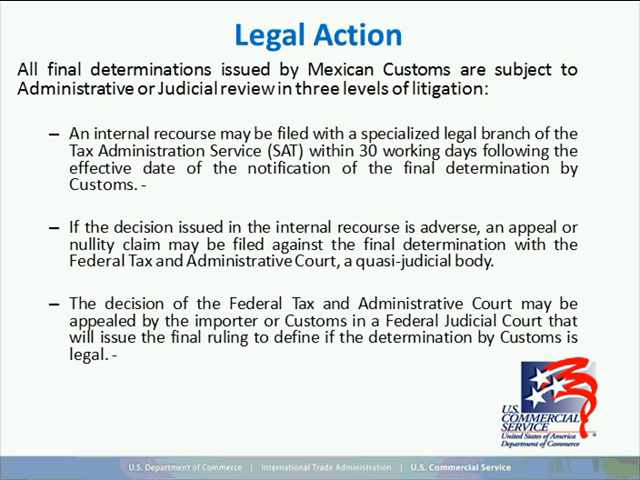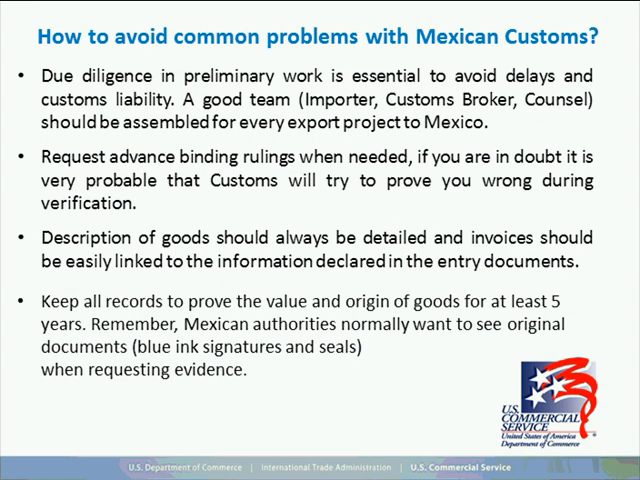So basically, I'm not going into great detail about litigation, but those are the three basic levels that you will see, and are the mechanisms used to resolve problems when you have an issue with Mexican customs. So, just to end this presentation, how to avoid common problems with customs.